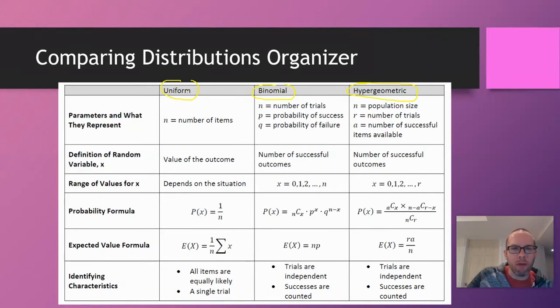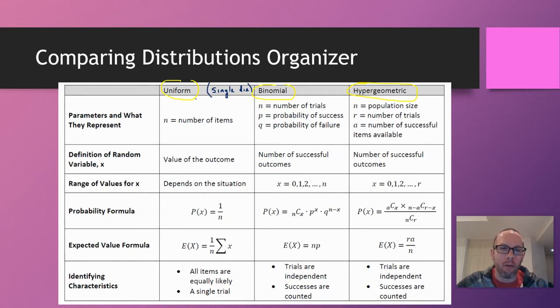So with a uniform distribution, maybe a helpful example to think about as we walk through this is a single die, like 1 to 6. Here n is really the only parameter we need to know in the problem. We need to know the number of items or the number of possible outcomes. So for a single die, that's 6.